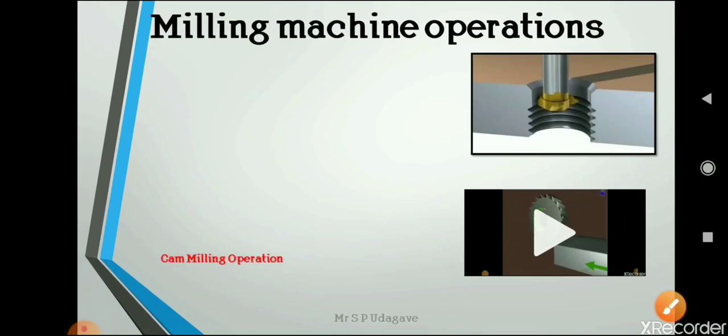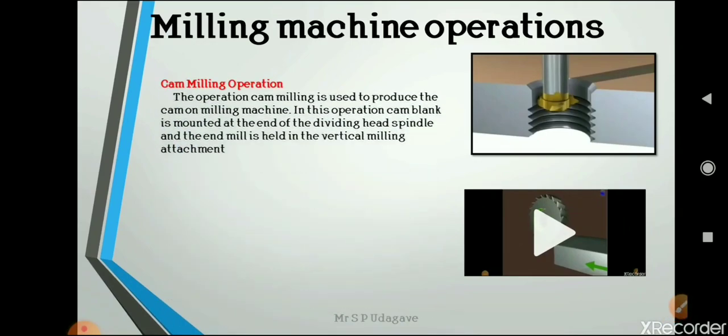The next operation is the cam milling operation. This operation is performed on a cam using a milling machine. Initially, the blank cam is mounted at the end of the dividing head spindle, and then the end mill is held in the vertical milling attachment, and we can produce the cam.